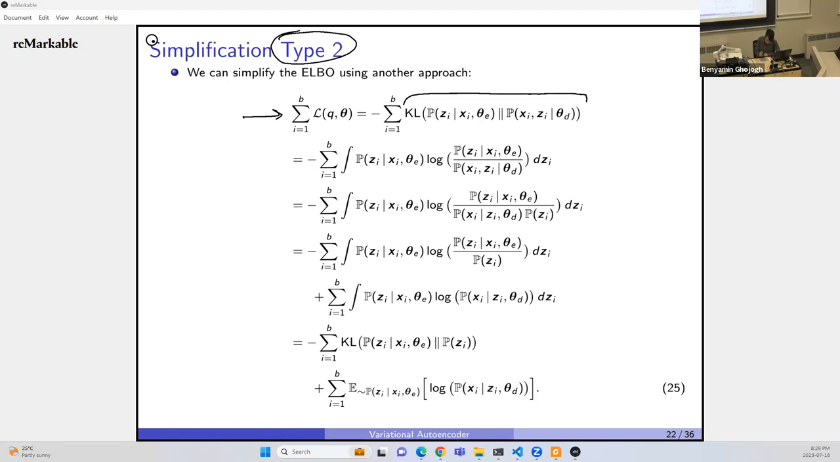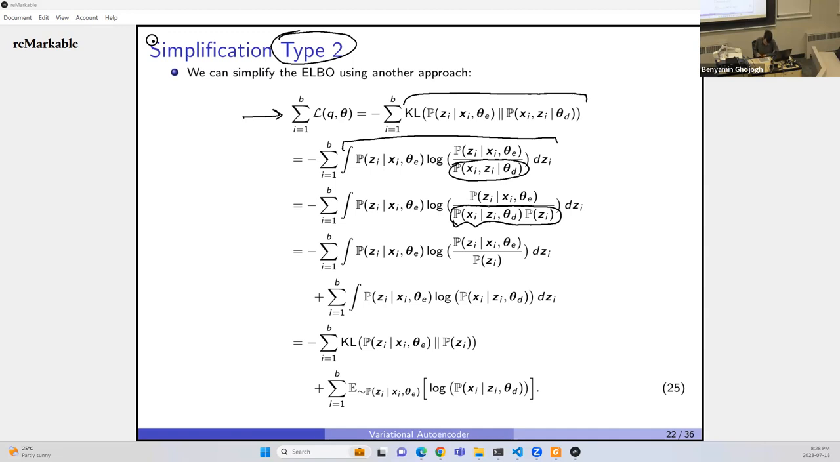Now, what do I do? I replace this KL divergence by its definition, which has an integral in it, right? Then I can break this denominator into two by the chain rule in probability. The probability of xi and zi given theta d, I can write as the probability of xi given zi and theta d times p of zi, right?